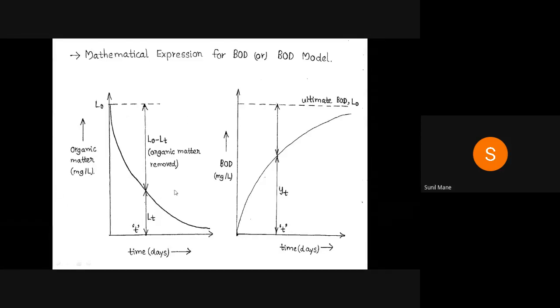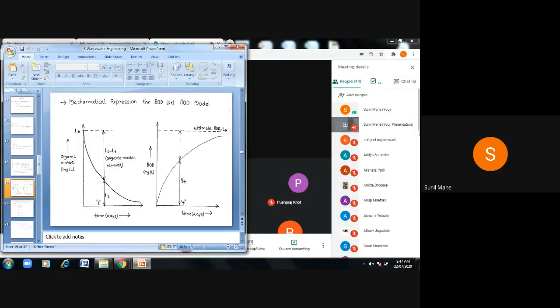So one graph we are getting for organic matter consumption, the second graph we are getting for BOD, which has been required. At the same time, the BOD requirement would be in terms of milligram per liter, and organic matter again in terms of milligram per liter. So in this manner, the graphs are there. Those graphs are to be understood, and then we can go for the further mathematical expression, right? Please, if there are doubts, ask them, then we can go for further explanation.